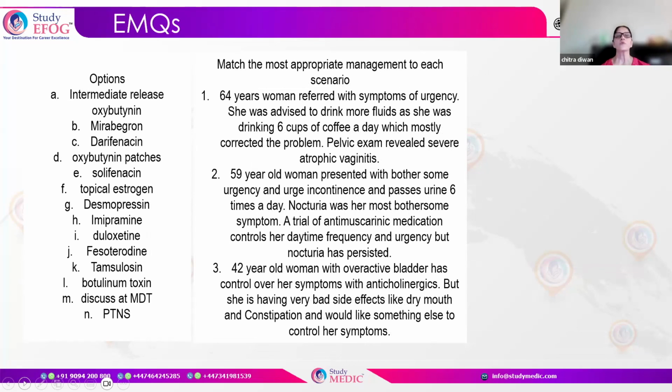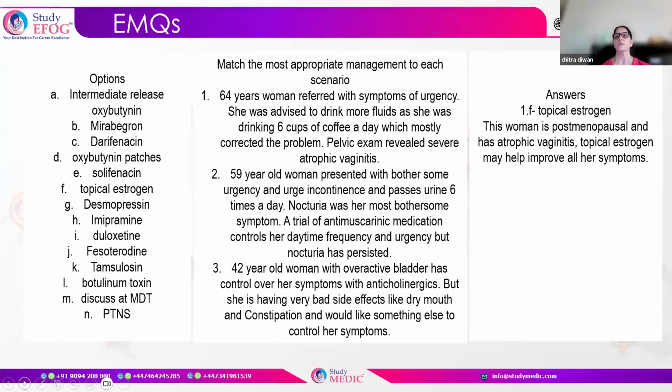You have the 64-year-old woman who is referred with symptoms of urgency. It was found that she is drinking too much coffee, 6 cups of coffee a day. So she was advised to drink less coffee, and this corrected her symptoms. On local examination, it was found that she has severe atrophic vaginitis. What will you do for her if she has severe atrophic vaginitis? 64 years old, postmenopausal. The thing that you are going to offer her now is topical estrogen. Okay. So this will probably help to alleviate her symptoms.